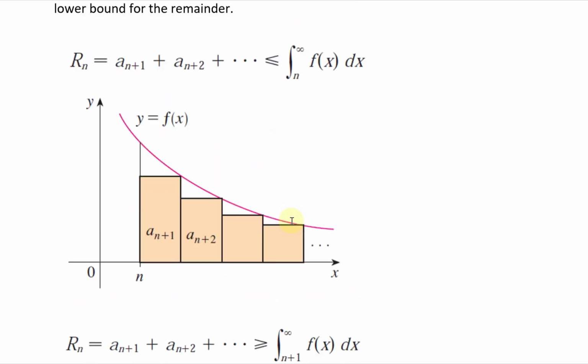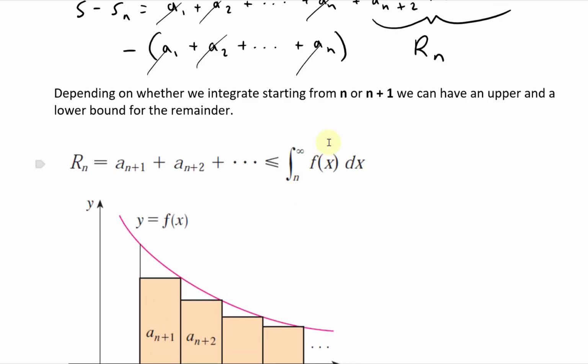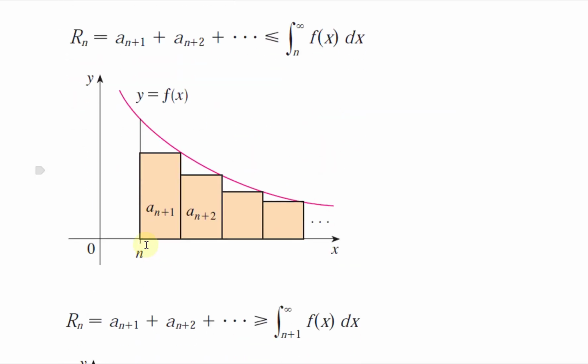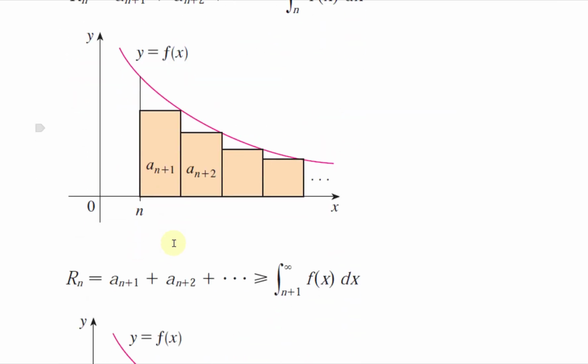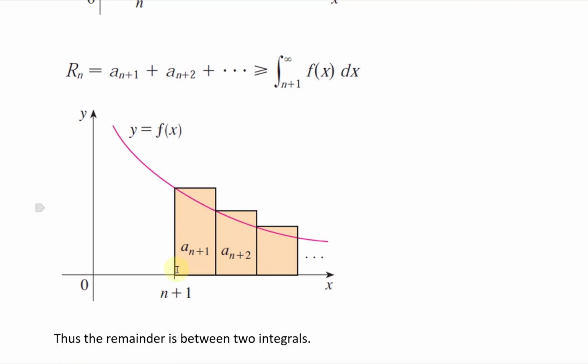And now we're going to look at the bottom limit. If instead of taking the integral from n, we take the integral from n plus 1, starting from here, then we have Rn equals a_n+1 plus a_n+2 plus and so on. It's going to be greater than or equal to the integral from n plus 1 to infinity of f(x) dx. Now we're starting from here, as opposed to the previous one where we started from here.